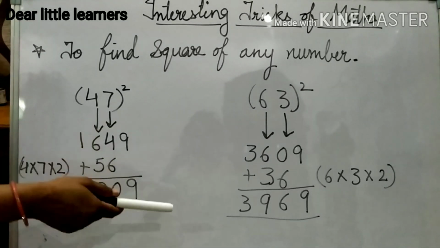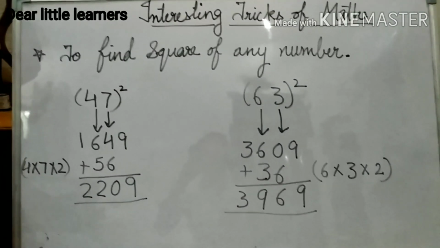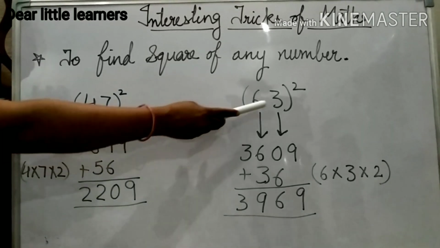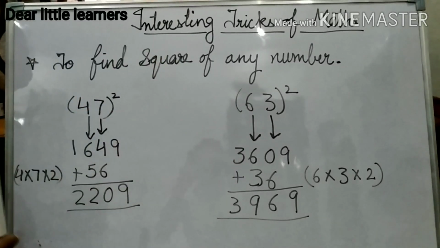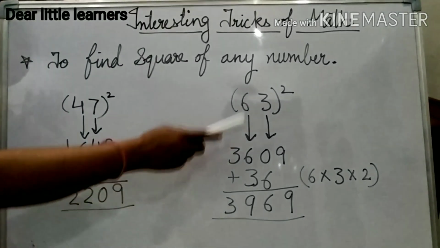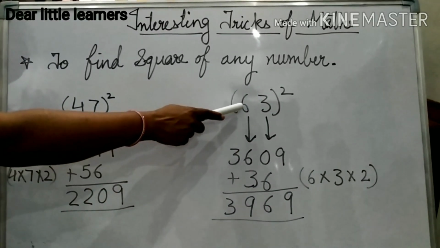See the next, 63 squared. Now the next number I have taken is 63. Okay, so now we will find out the square of 63. So what I tell you, first we will find out the square of 3. So that is 9, but the square we always write in two places. So instead of 9 we will write 09. Okay children, then we will write down the square of 6.